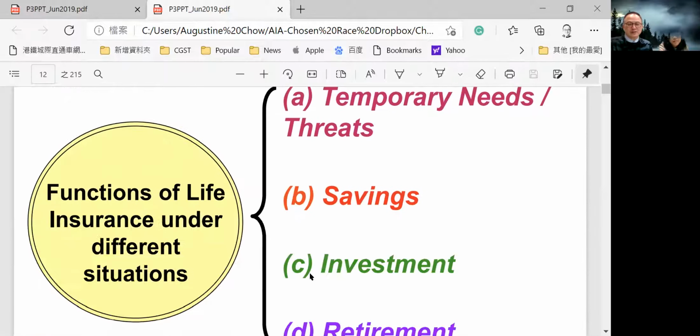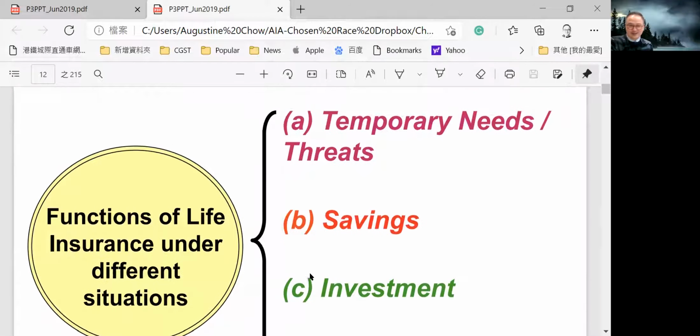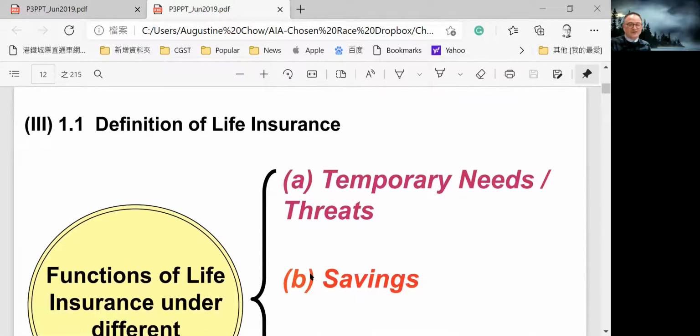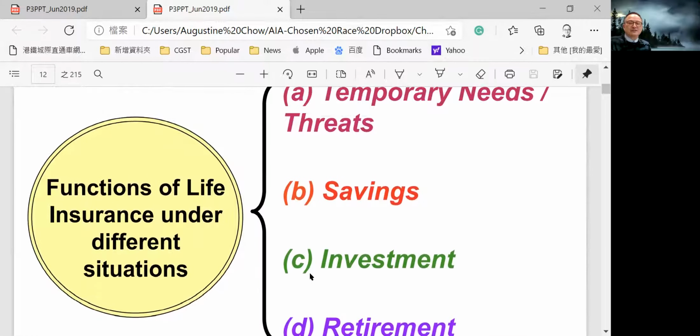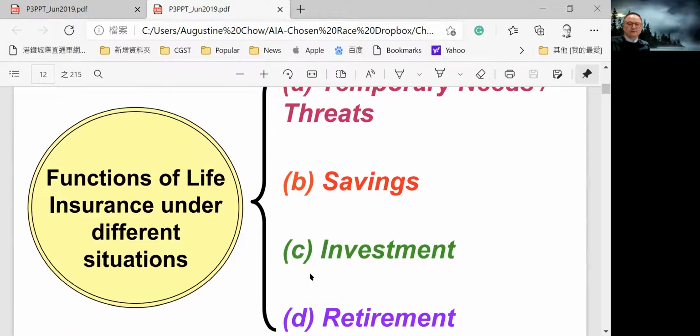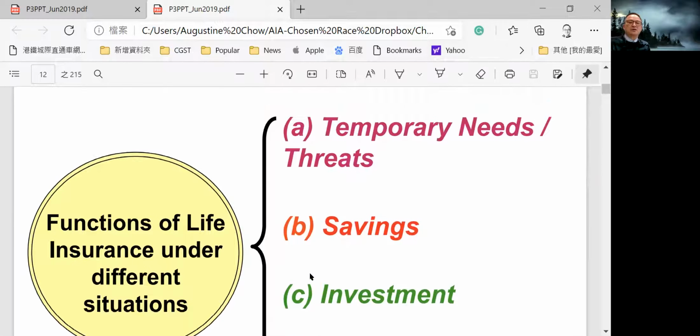I think after explanation, it's very easy. Definition of life insurance. It's defined according to the function, basically called temporary needs. But you normally call it savings policy, endowment policy. One of the savings policies is called endowment, E-N-D-O-W-M-E-N-T. What is an endowment policy?